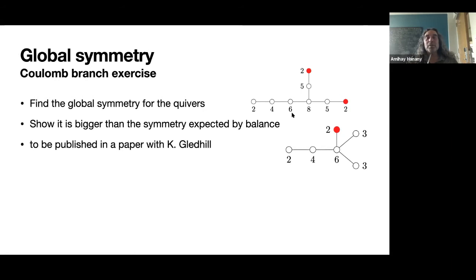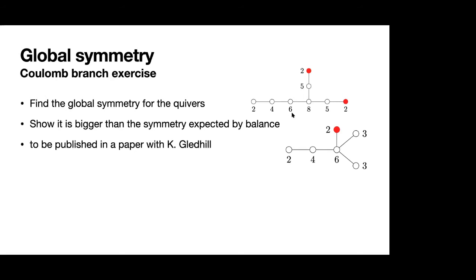And the actual global symmetry is a group. So the balance symmetry is a subgroup of this true symmetry. At a minimum, the dimension is bigger. Sometimes the rank is also bigger. Yes, sometimes the rank is bigger, yes.